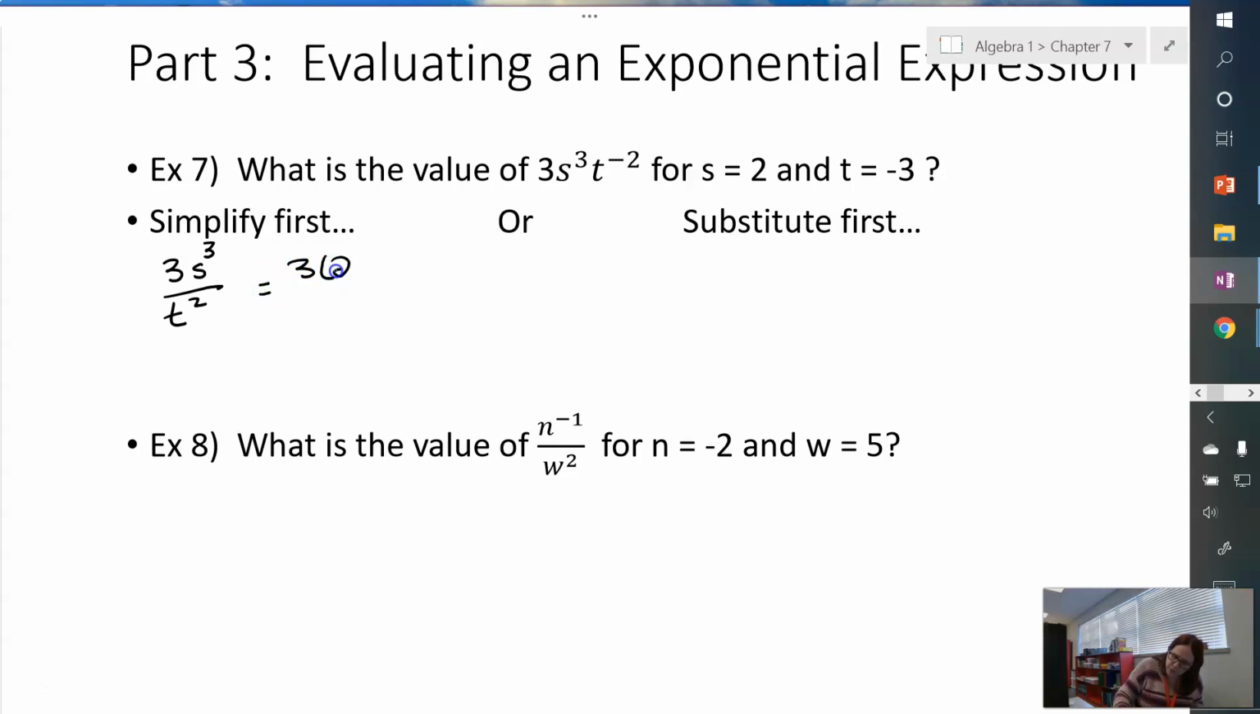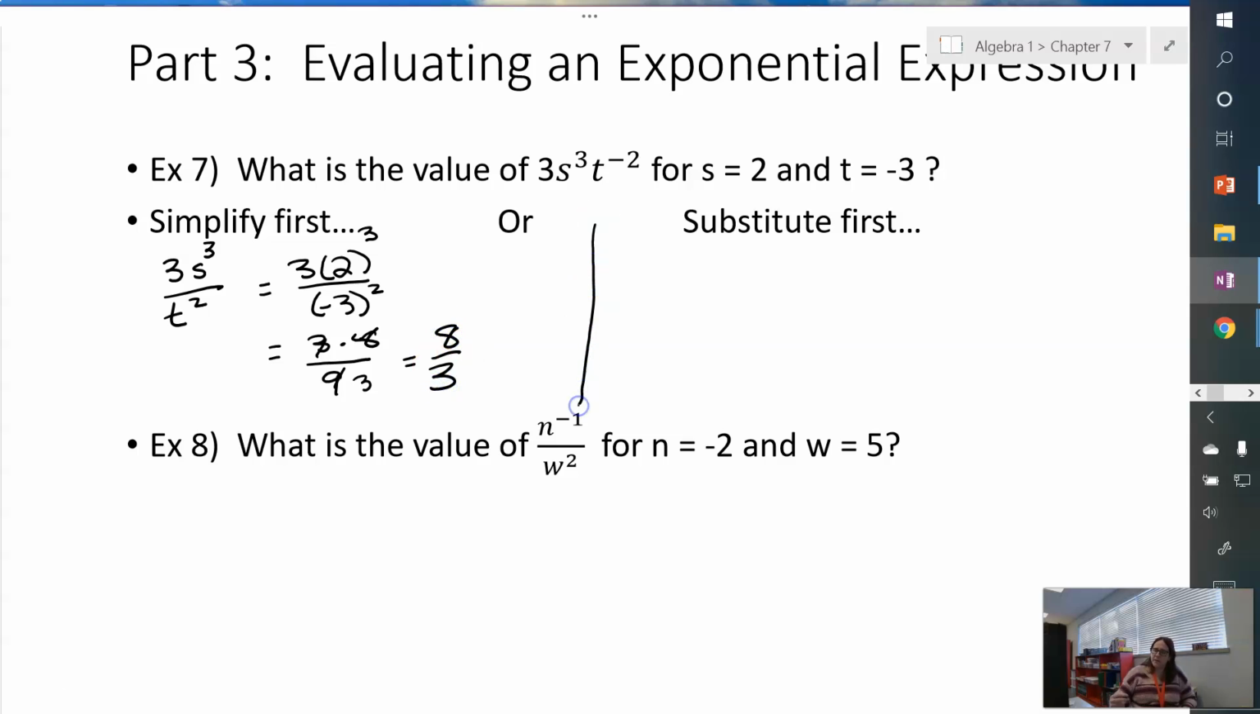S is 2. T is negative 3. And make sure you put that negative inside the parentheses because that says negative 3 times negative 3. So then I get 3 times 2. A negative 3 times a negative 2 is a positive 9. We're going to do some canceling. And I get 2, that's 2 cubed. So I get 8. I'm going to get 8 over 3.